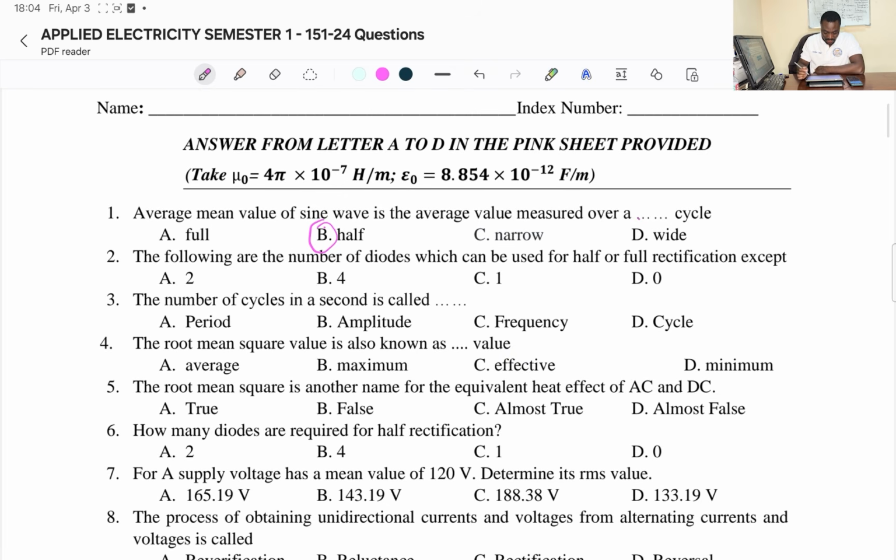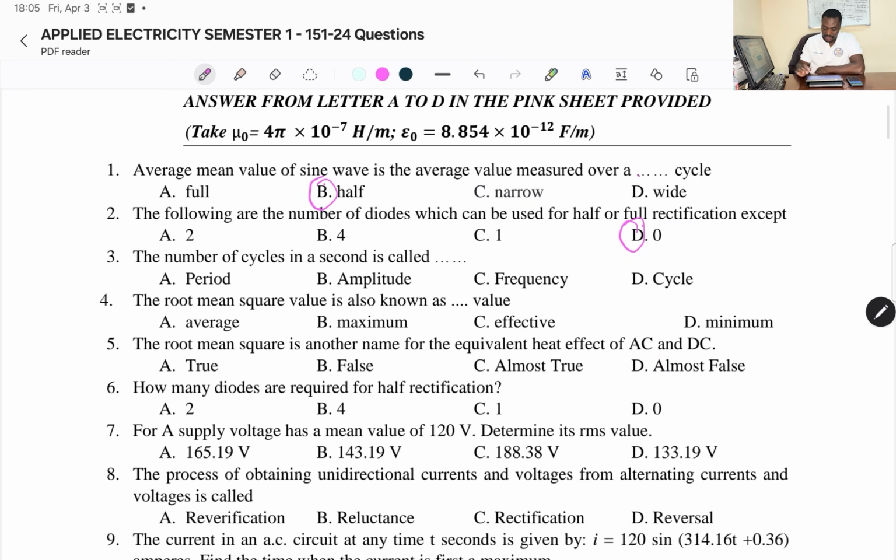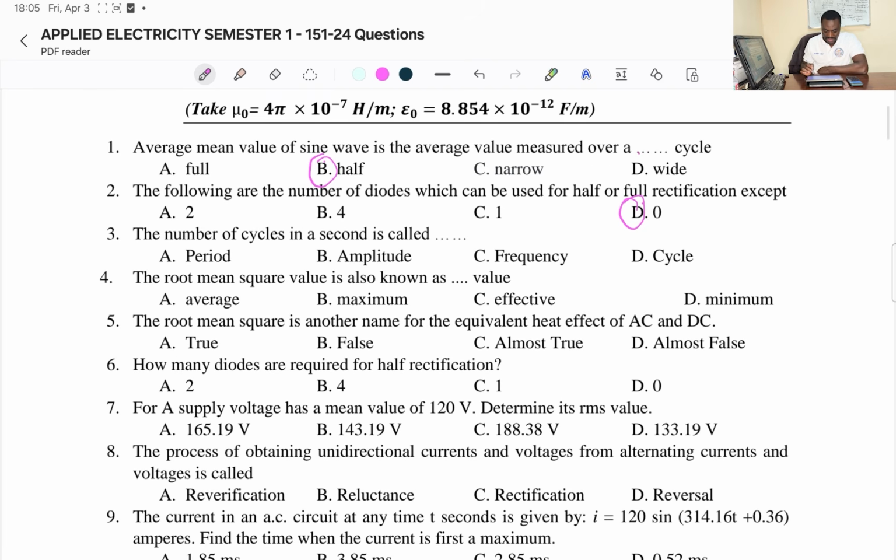Question 2. The following are the number of diodes which can be used for half or full wave rectification. For half wave rectification, we can use 1 diode. For full wave, we can use 2 or 4. So here the answer is going to be D, because for half or full rectification, you can use 1, 2, or 4 diodes. So no 0 diode. The number of cycles in a second is called, that would be frequency.